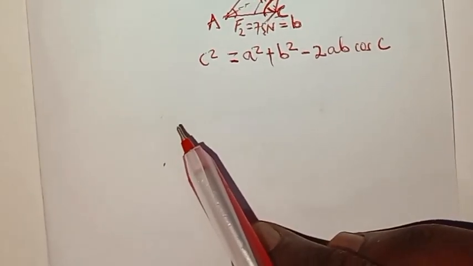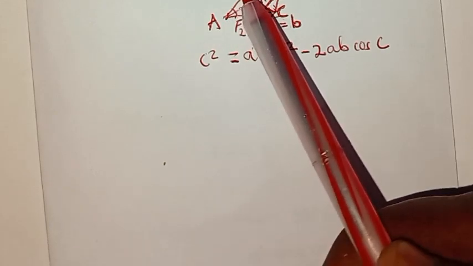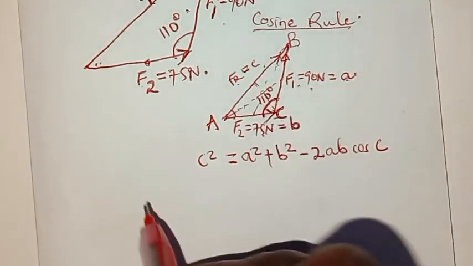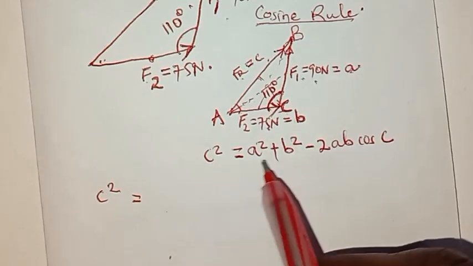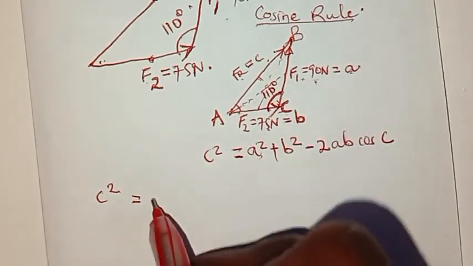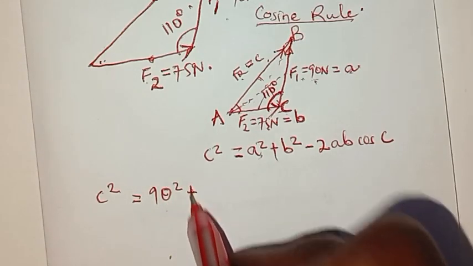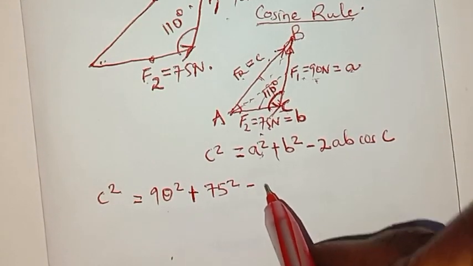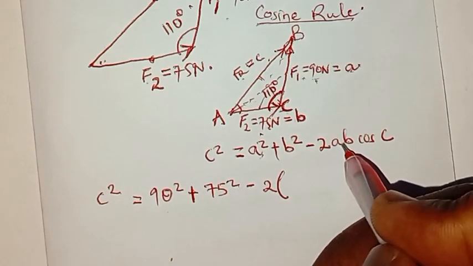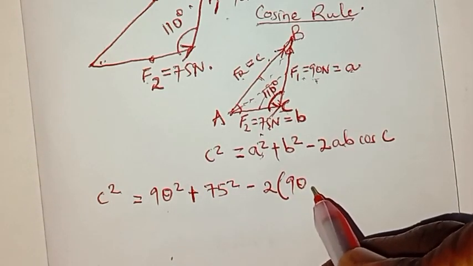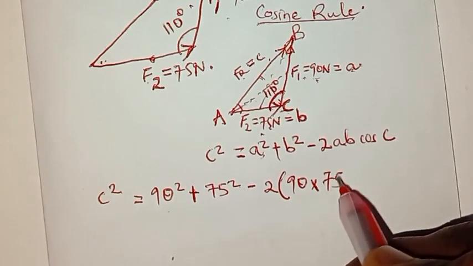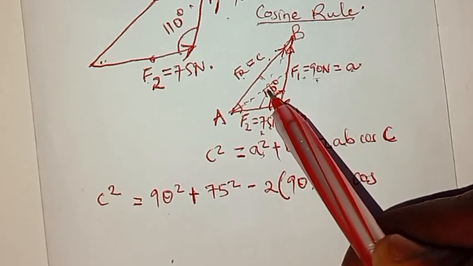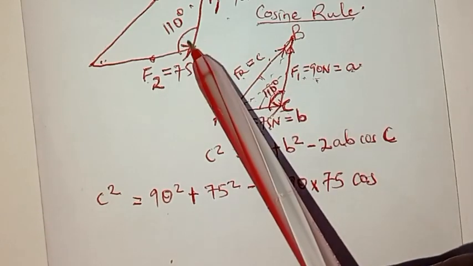So to find the resultant vector Fr, which is small c, we say C squared, which we don't know, equals A squared, which is 90 squared, plus B squared, which is 75 squared, minus 2 times A, which is 90, times 75, the value of B, cos C, and the angle C is 110 degrees. You can see 110 degrees.